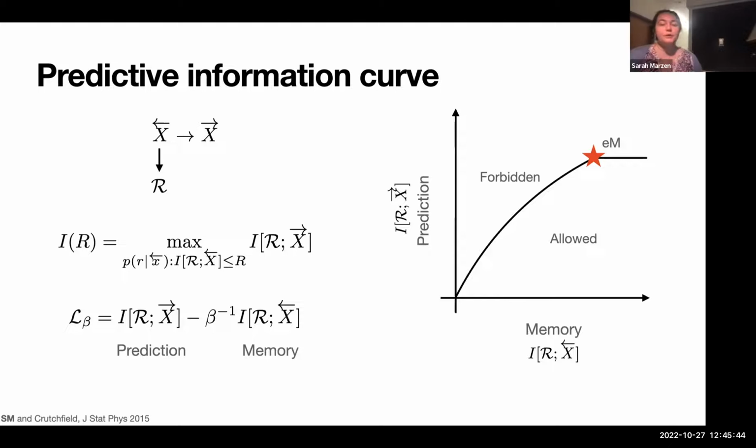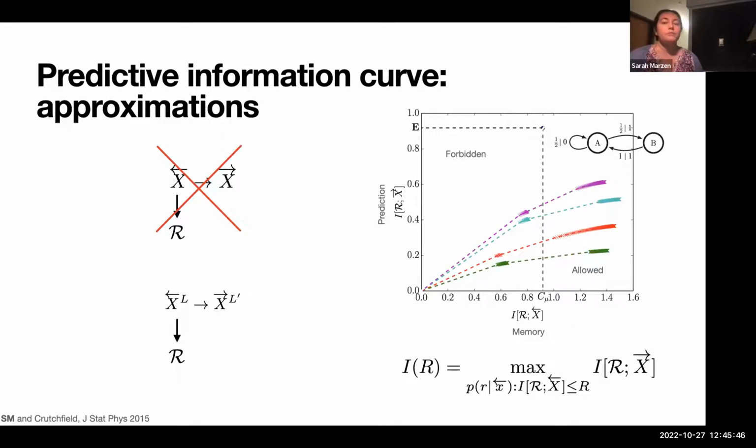So this is all very well and good, but if you actually want to calculate something, which Susanne Still, Chris Ellison, and Jim Crutchfield did at some point in the past, and this is not the right reference for this, what they did was they said, well, we can't use the semi-infinite future and past, but what we can do is look at finite length approximations.